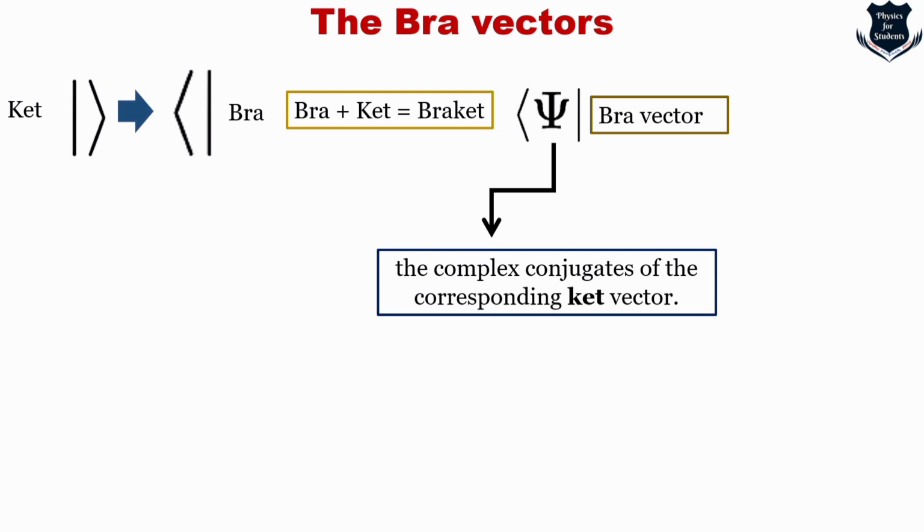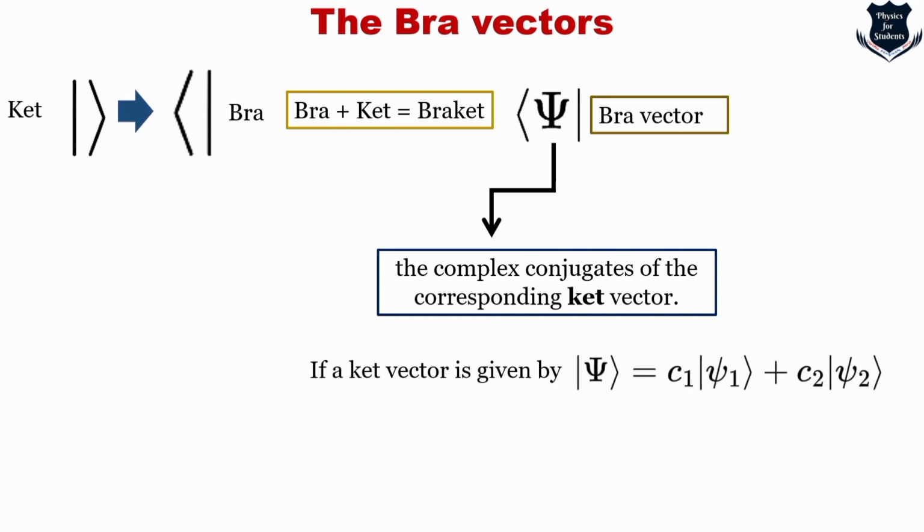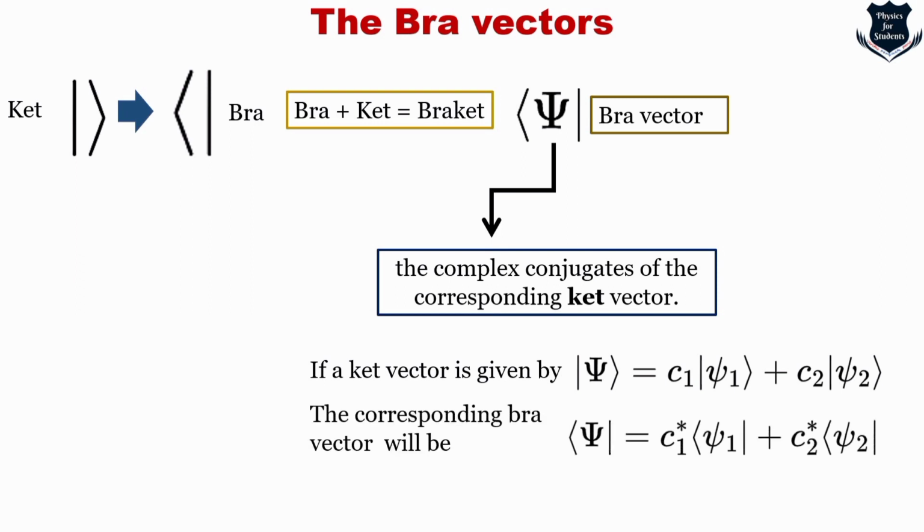I hope you can guess from there that every bra vector will have a corresponding ket vector. Now see this: if a ket vector is given as this one, the bra vector will be this. The most important thing to note is what changes. The vertical bar changes to an angular bracket, and the bracket shifts sides. Second, we have taken a complex conjugate, so we have put a star on that. And most importantly, this one is also written in a different way. So these are the changes. Each ket vector will have a corresponding bra vector.